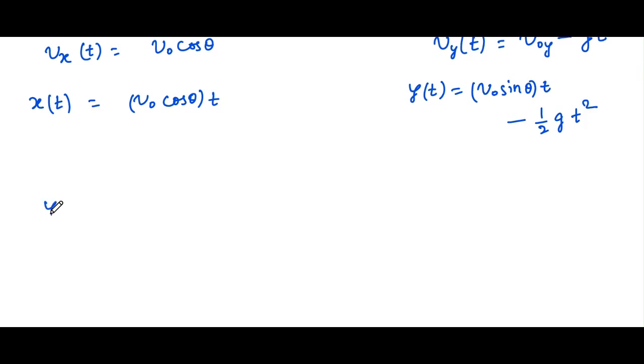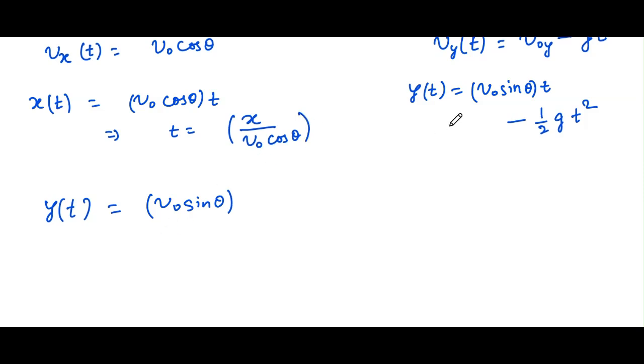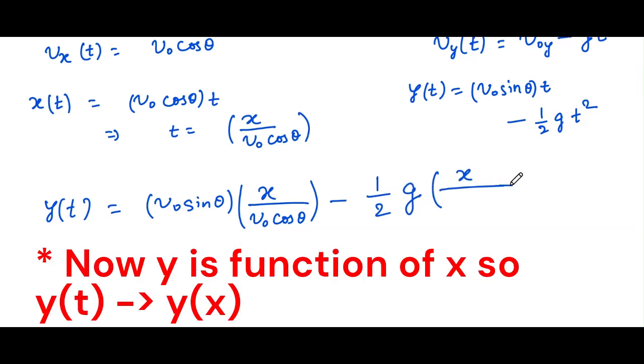So y of t equals v naught sin theta into t. From here we can say t equals x of t, let's write only x divided by v naught cos theta. So here we can write v naught sin theta into t equals this much, and then minus 1 by 2 g into x divided by v naught cos theta whole square.